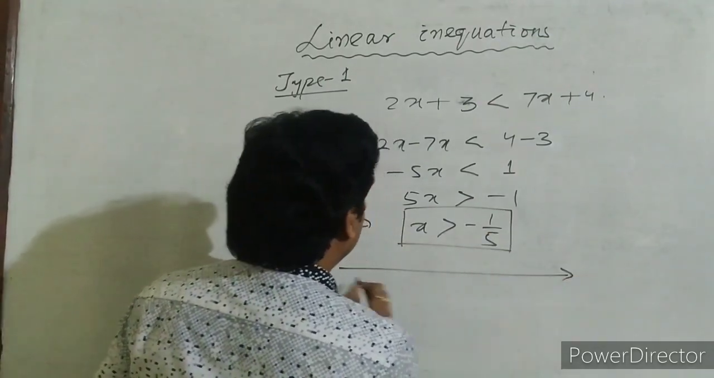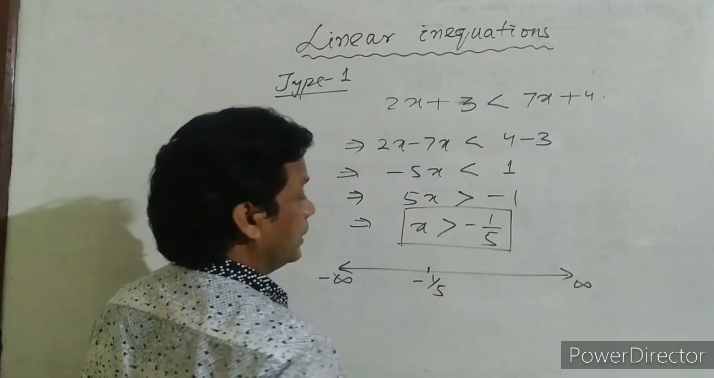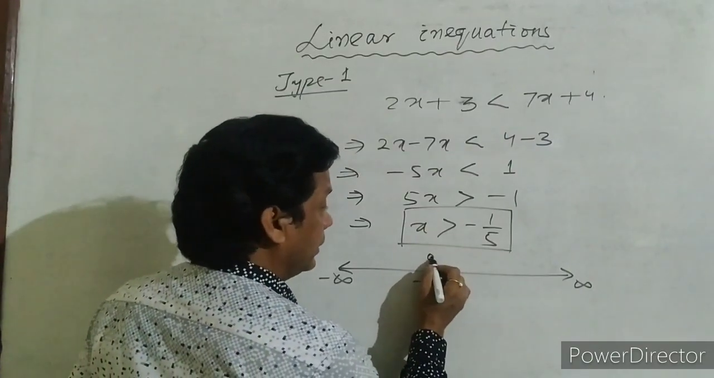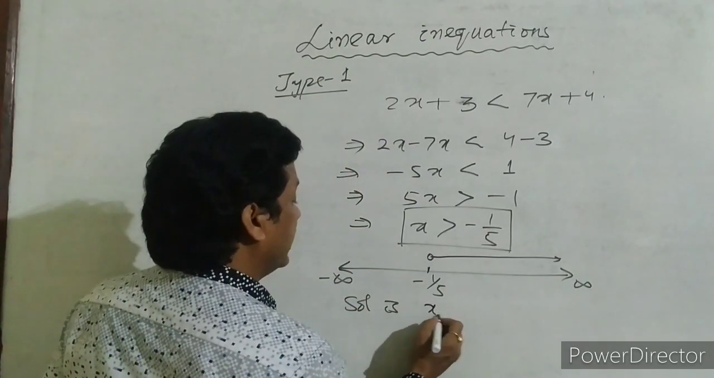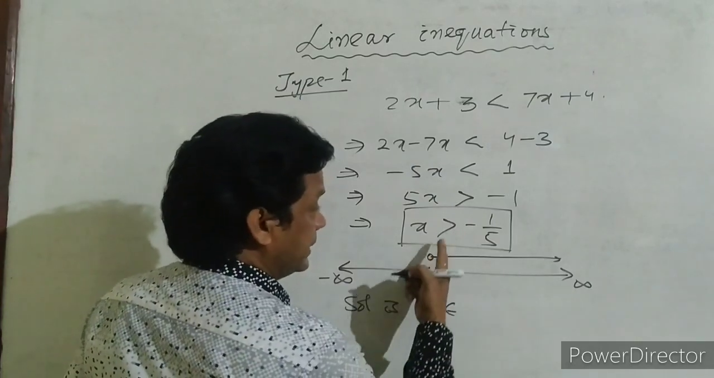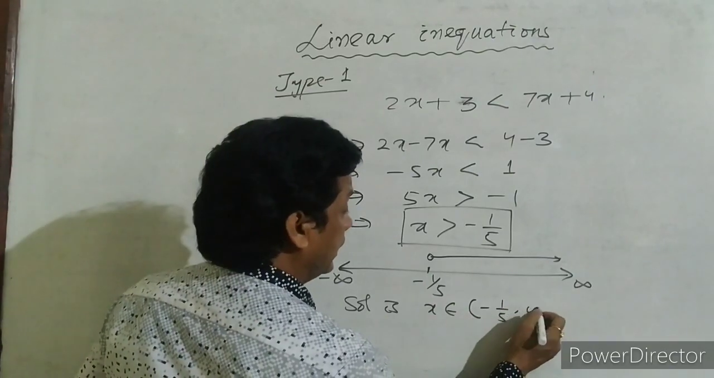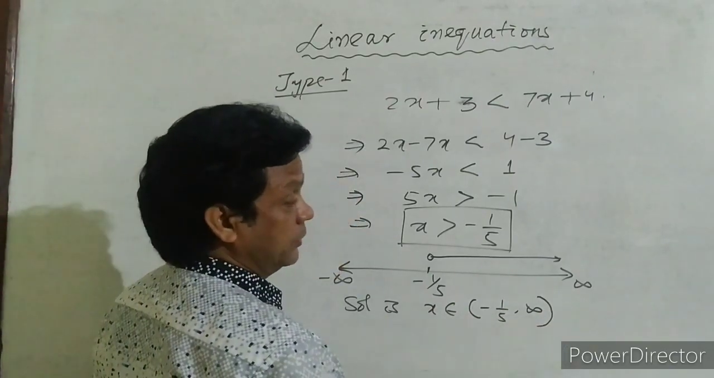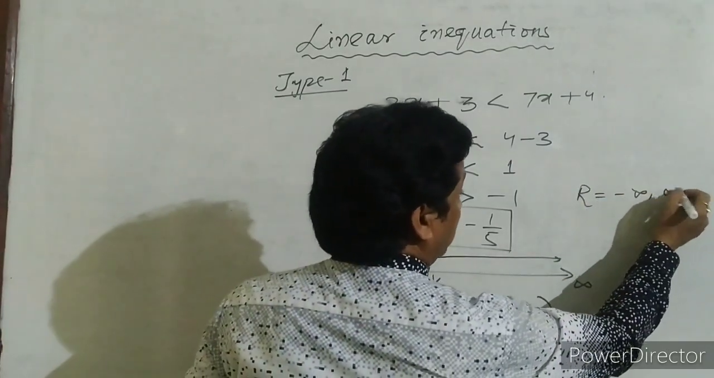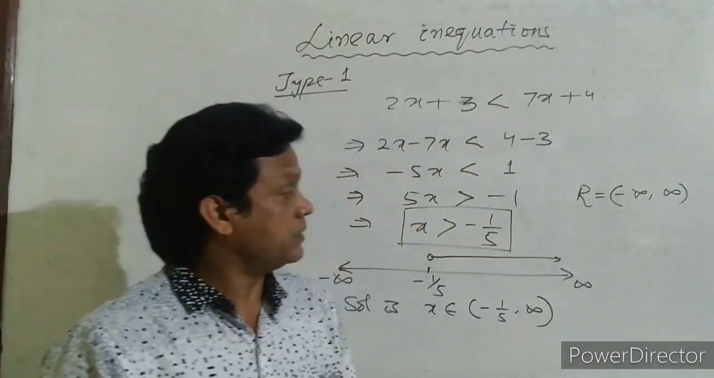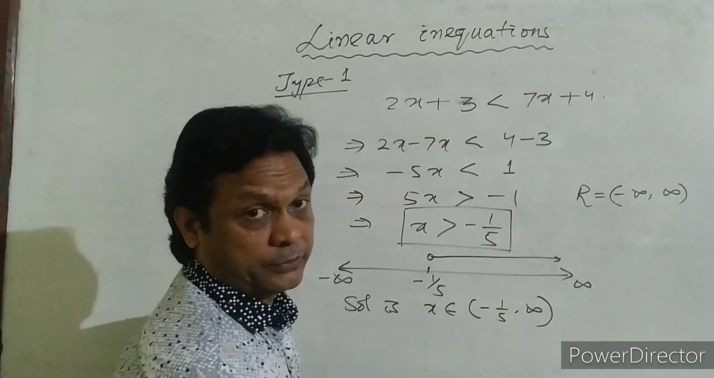But how to write it in interval form? This is minus infinity, this is plus infinity, and this is -1/5 here, and it is greater than. So graphically, you should mention it like this. And our solution is x belongs to (-1/5, infinity), an open interval, because it is greater than, with no equal sign. Infinity is always an open interval, because infinity and minus infinity are not real numbers. So while writing infinity or minus infinity, you should put open intervals, not closed intervals.